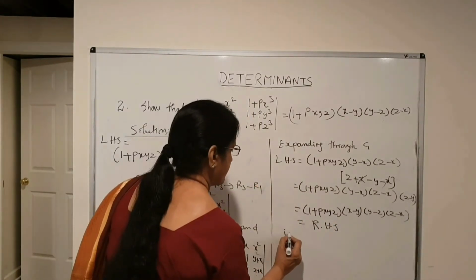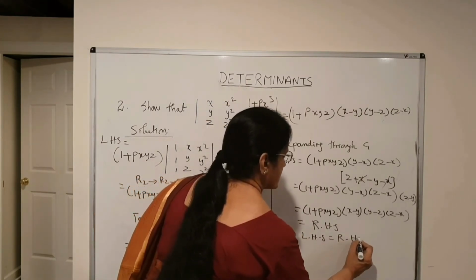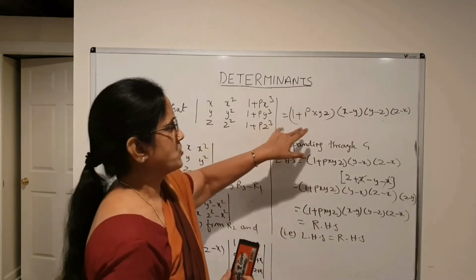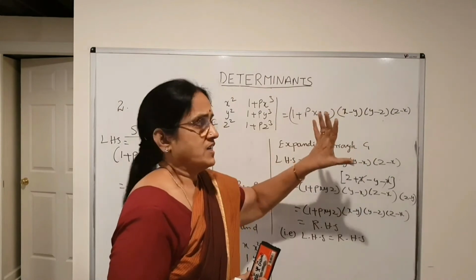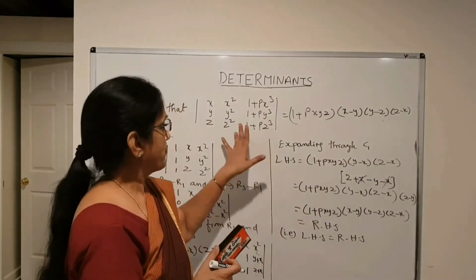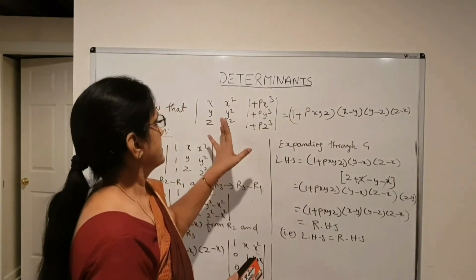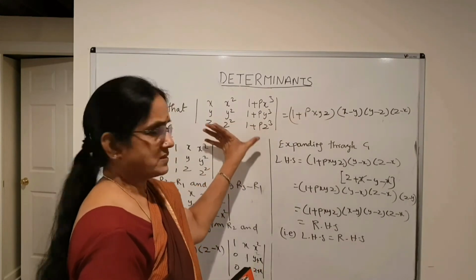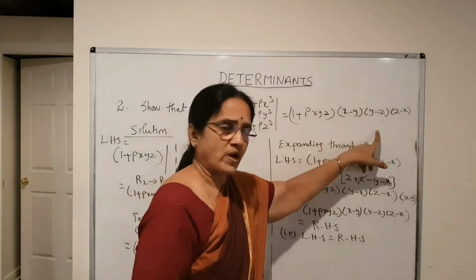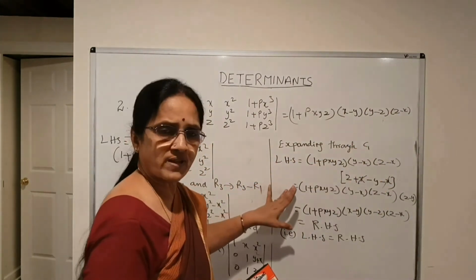LHS equal to RHS. What is LHS? Write this determinant is equal to this, already proved. Now that is already part of the answer. That is, you answered the question up to this point. You need to conclude your answer. Therefore, answer is, this determinant is equal to 1 plus pxyz into x minus y into y minus z into z minus x. Hence proved. That is how you will be concluding your answer.